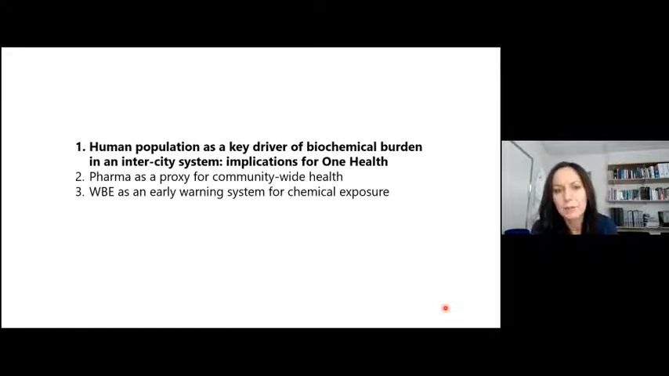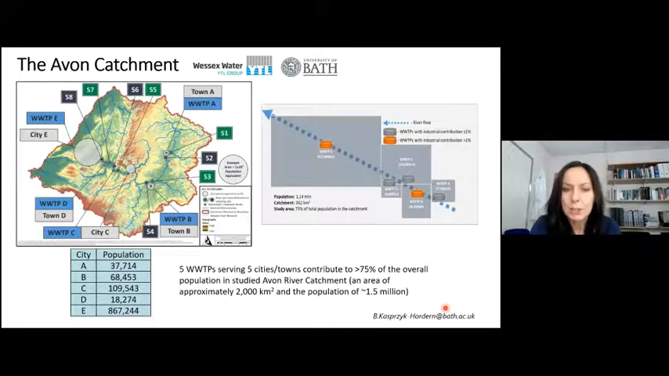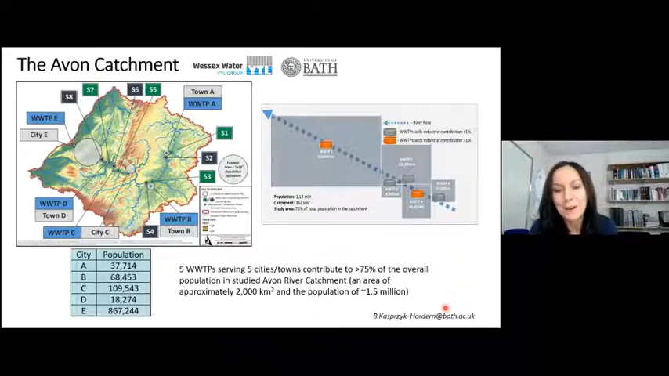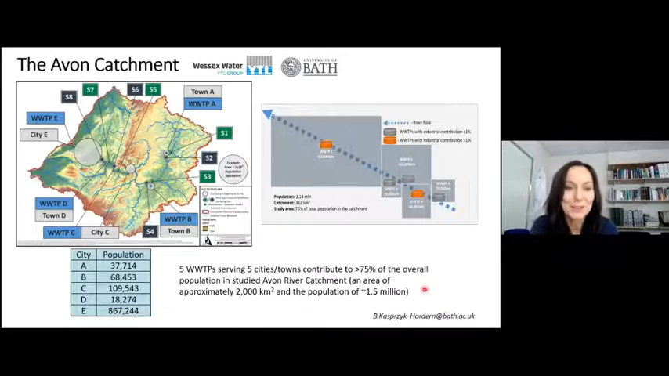So I will mainly touch upon human population as a key driver of biochemical burden in the city system today. And I'll just say a few words about how we try to use pharmaceuticals as a proxy for community-wide health, and also WBE as an early warning system for chemical exposure. So I mentioned earlier on that we focus mainly on the Avon catchment, or in this talk I will focus on it, but obviously we do so much work with the other groups that are in Europe and internationally. But today it will be only about our catchment, and most of you know where you will be able to find yourself on this map. Just to simplify, this is where Bath is, this is Bristol.